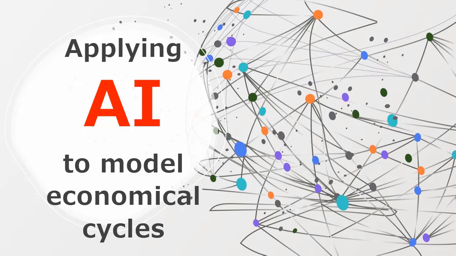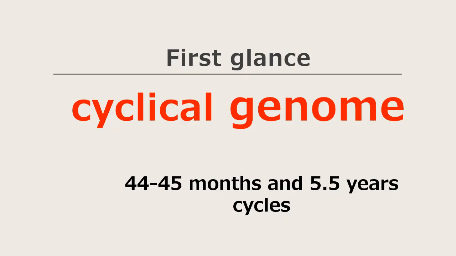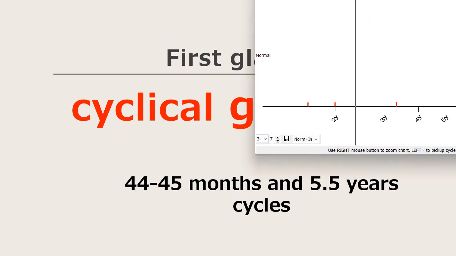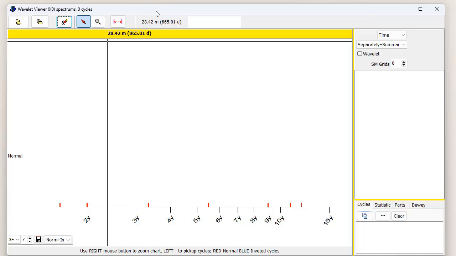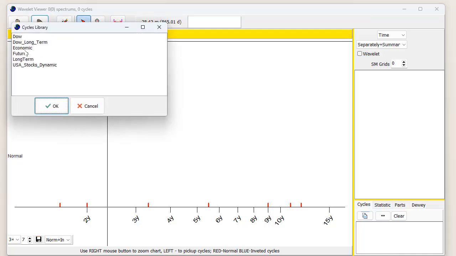But before that, we need to introduce some knowledge about economical data sets. First, this is the Cyclical Genome. I will show you what that is. Just a sec. I run a Timing Solution utility. Its name is Spectrum Viewer, and I will download the economical datasets library of economical cycles.